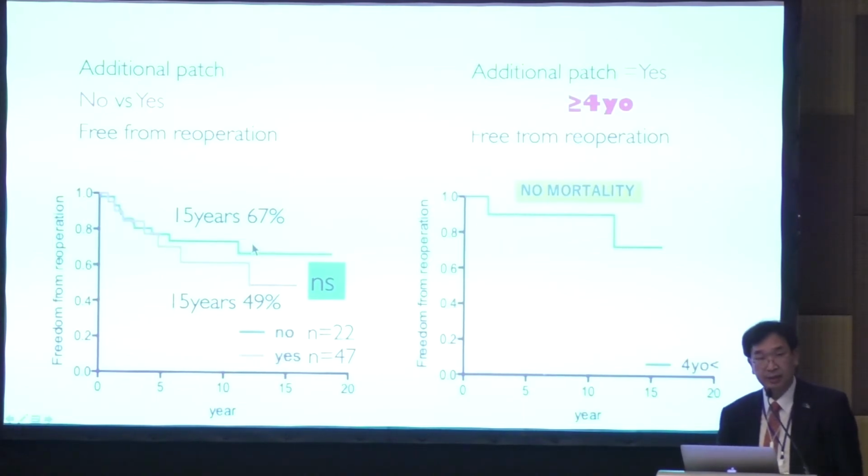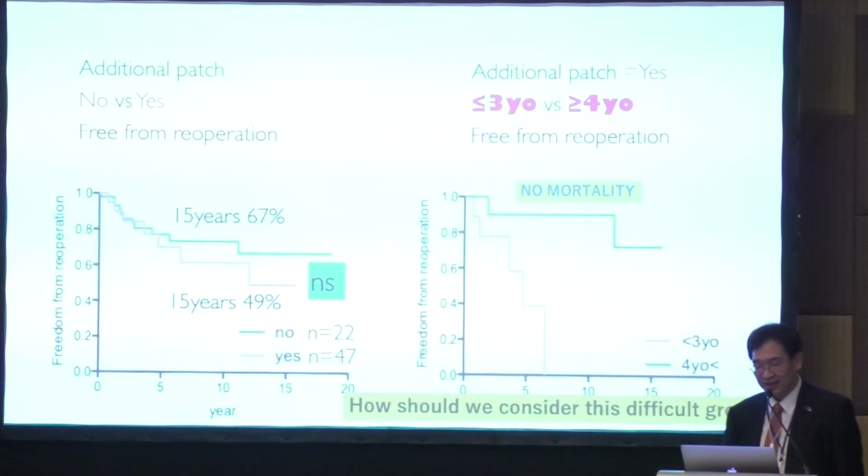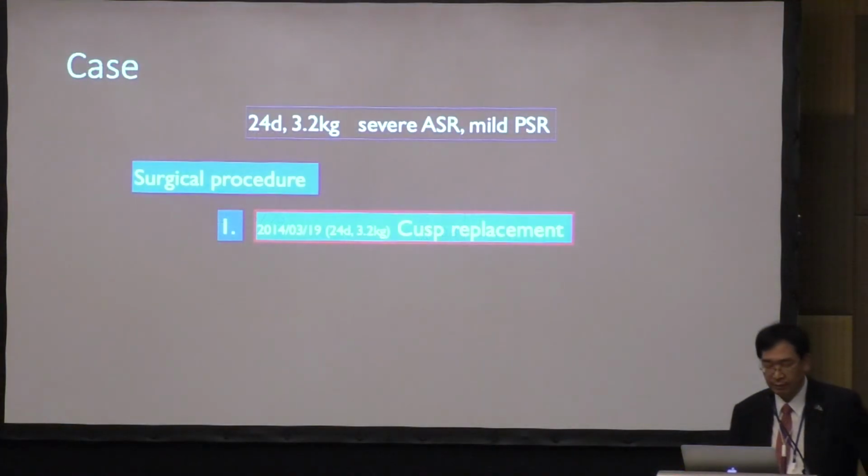Nothing of particular significance. In the more than 4 years old group, together with additional patch, in larger patients, there was no mortality and not so bad a long-term result. However, this one, the less than 3 years old group, had a very worse result. How should we consider this difficult group?